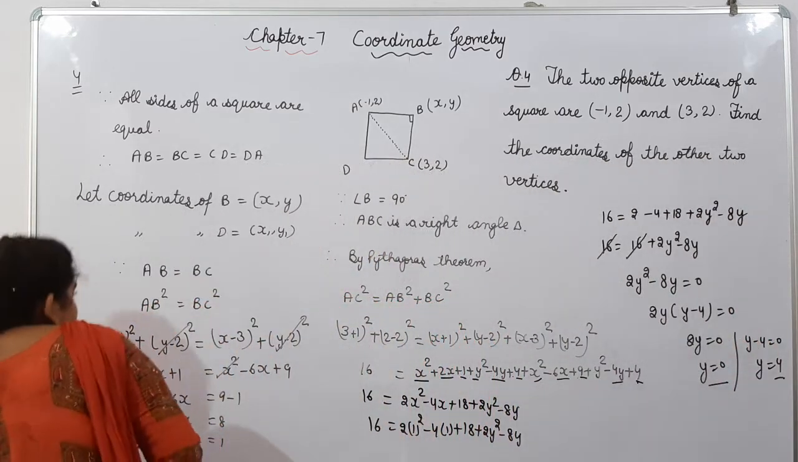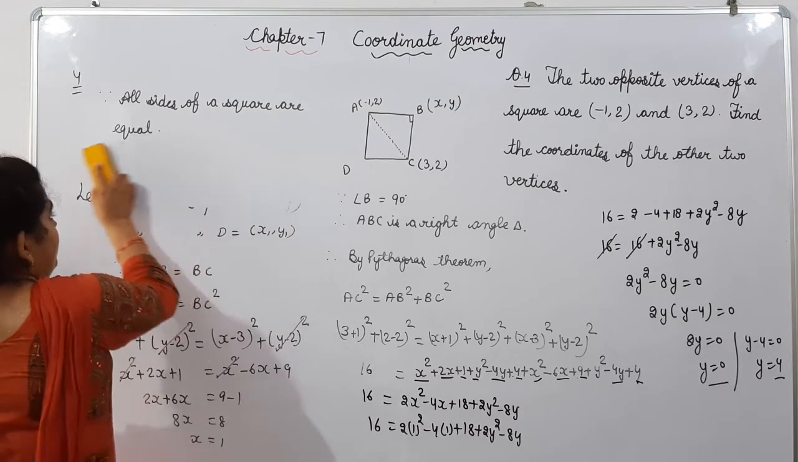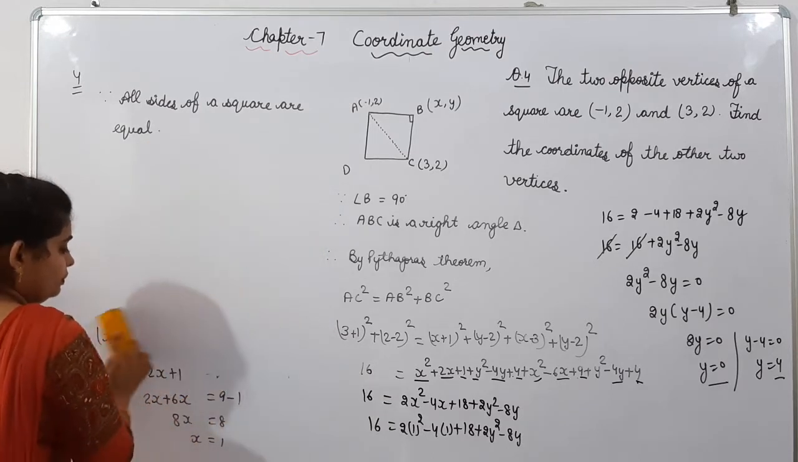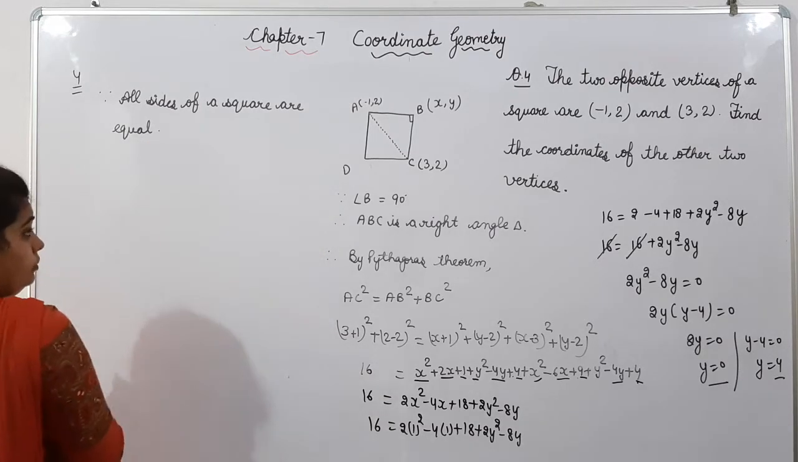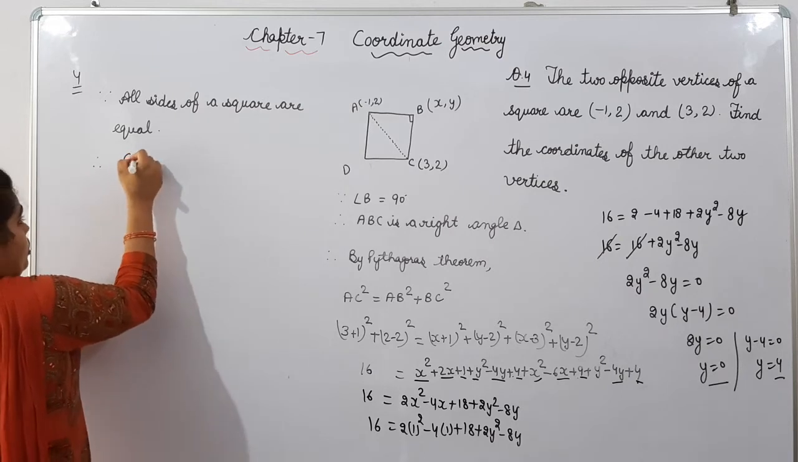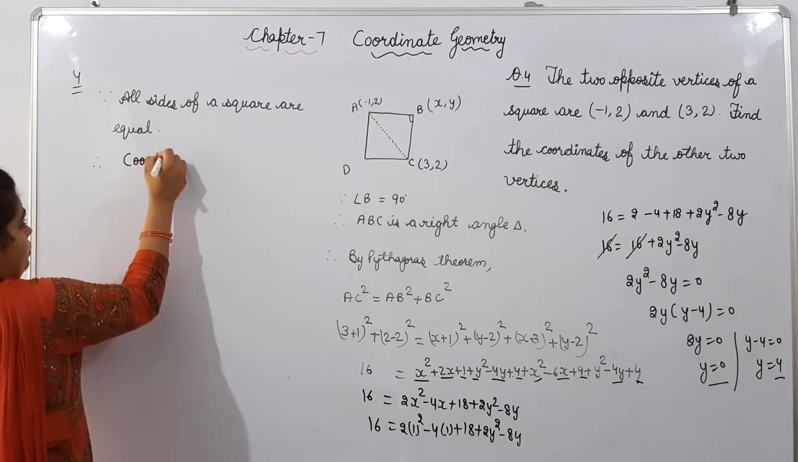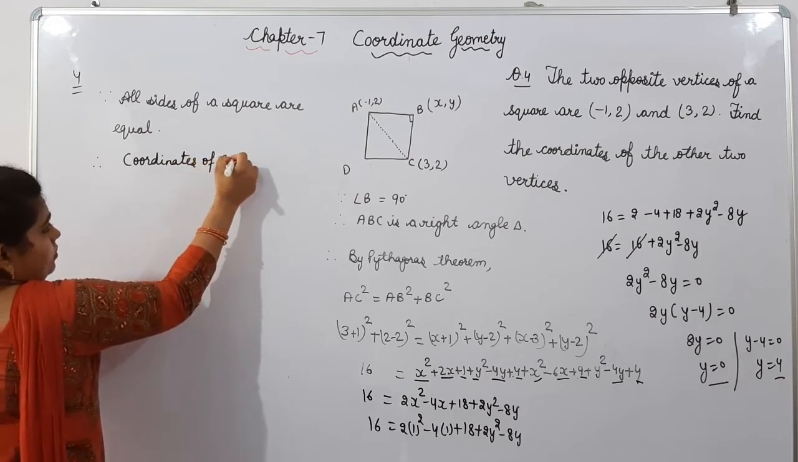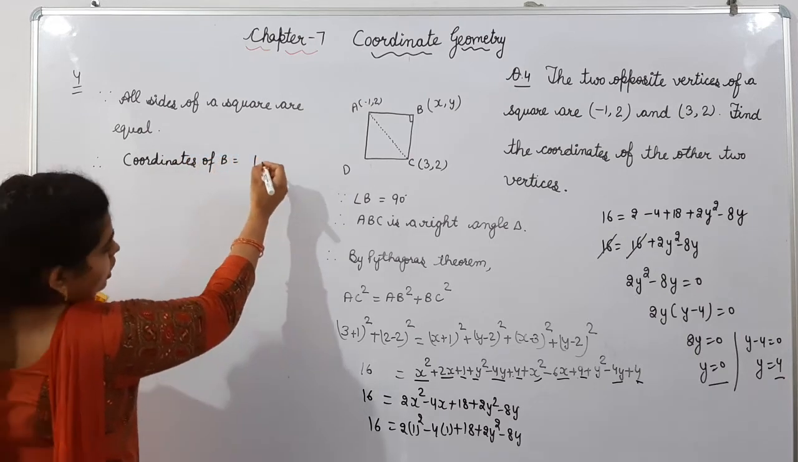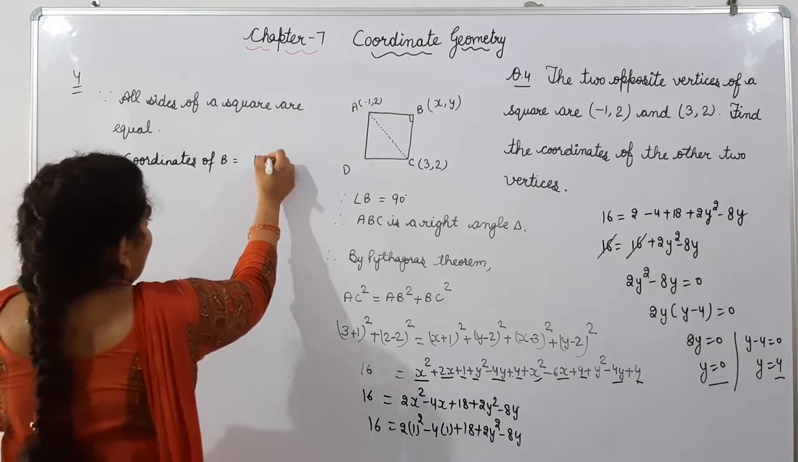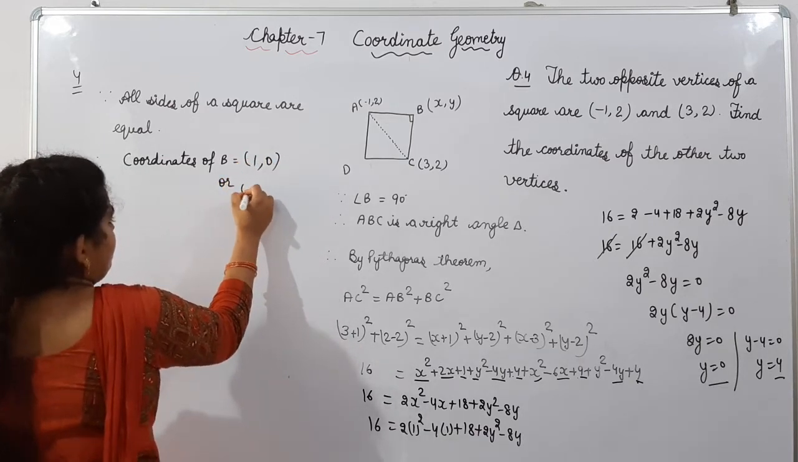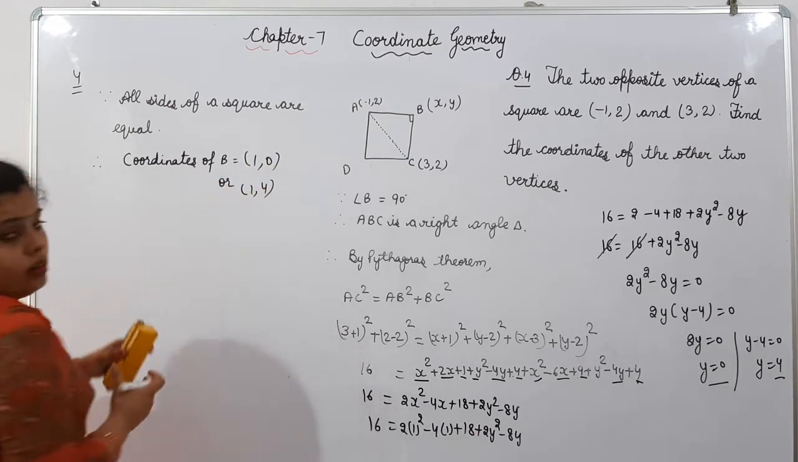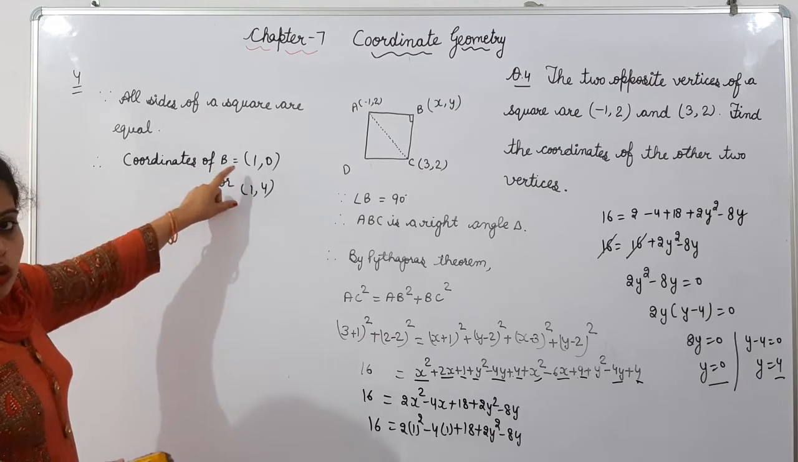Now, what we will do? So, coordinates of B are (1, 0) or (1, 4). These are two values for B.